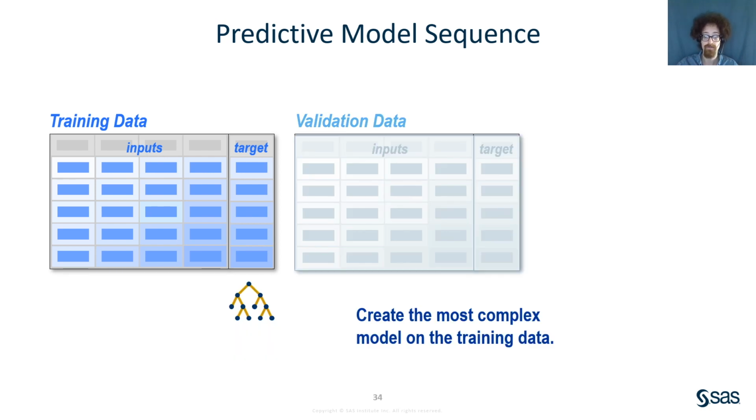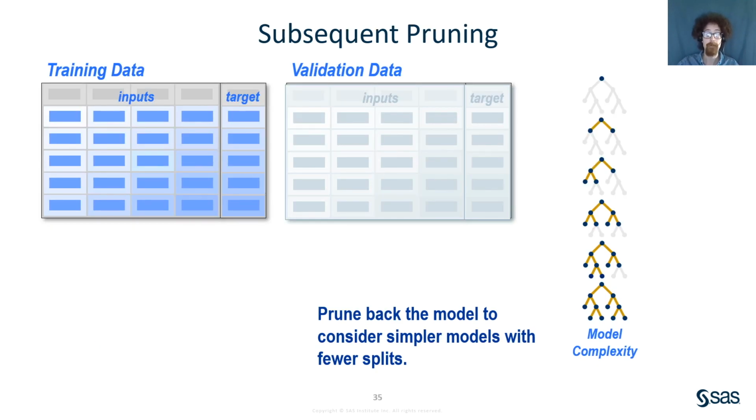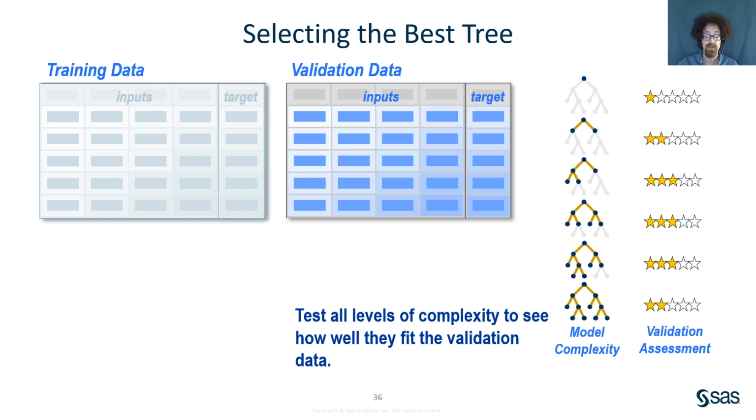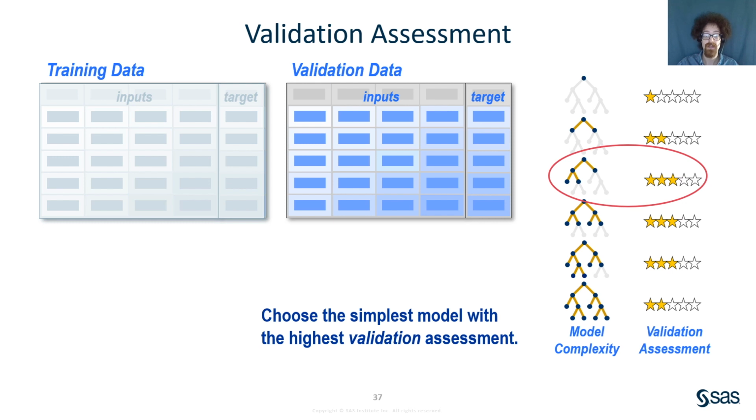We create the most complex model on the training data, but then we prune it back in several stages to create simpler models with fewer splits. Then we compare how well each level of model complexity fits the validation data that we held back. So these stars indicate performance on the validation data. The simplest model with the best fit to validation data is selected. So we choose this model here with 3 stars because it gives the best performance on validation data.